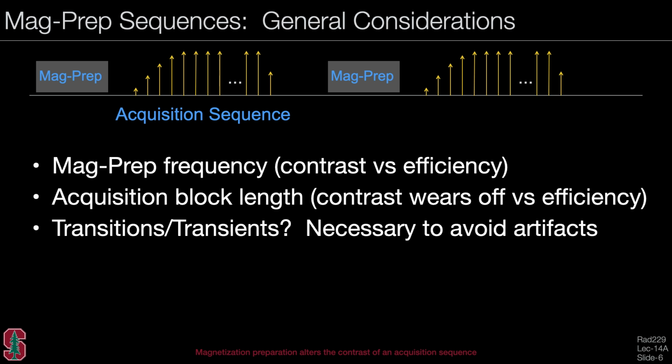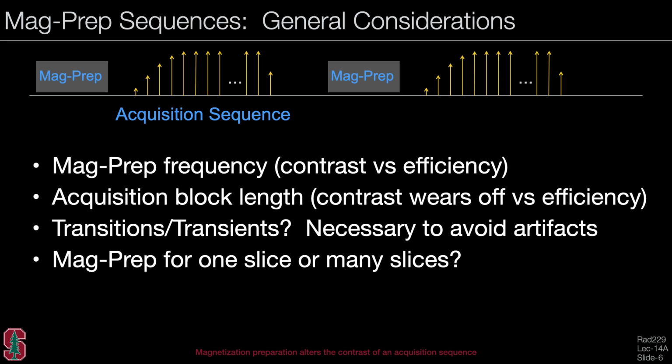We have to think about transitions into and out of the acquisition sequence, and the transients that can arise, and whether we need to take special steps to avoid artifacts. We also have to think about whether the magnetization preparation is played for just one slice, or if it can be played for multiple slices that are interleaved.